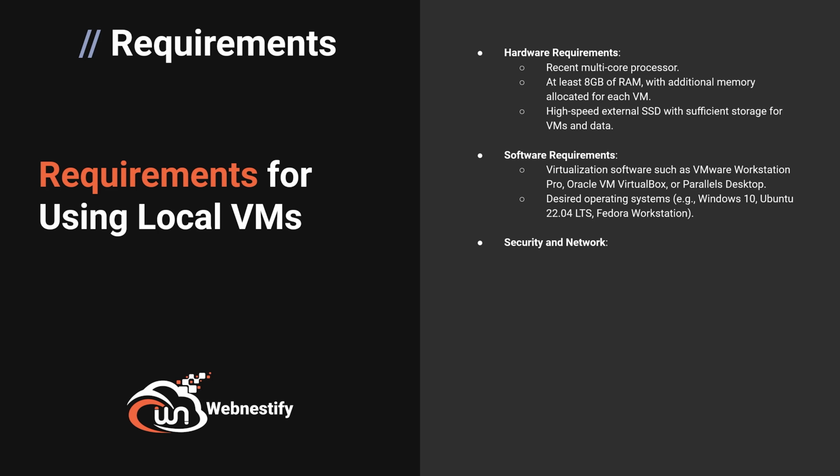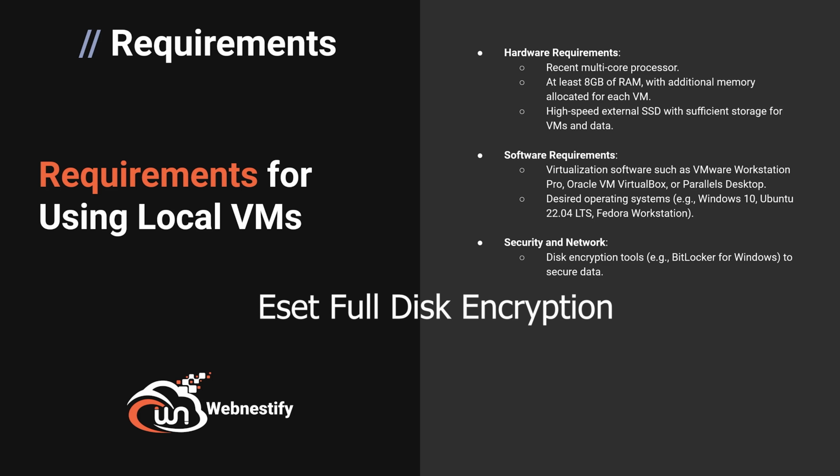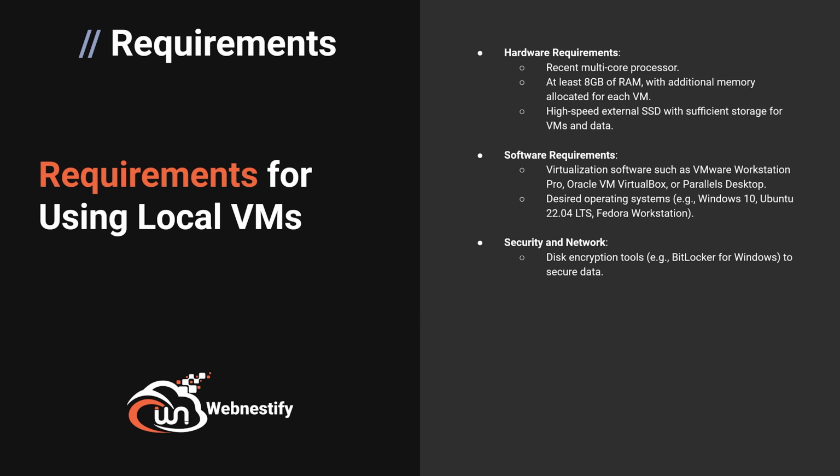There are some network and security requirements. Your main host machine needs to be encrypted. If you are using Windows, you can use BitLocker. If you don't have access to BitLocker, you can use something like Asset Disk Security, or in Linux, you can use LVM encryption. Also, you will need to have some antivirus software on your main host machine to protect against malware and network threats.